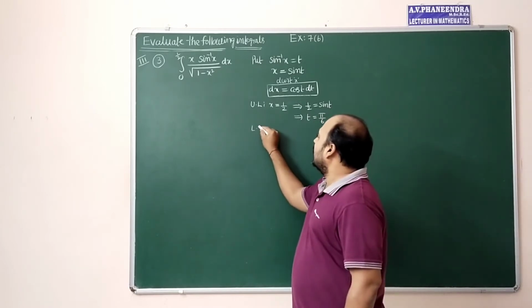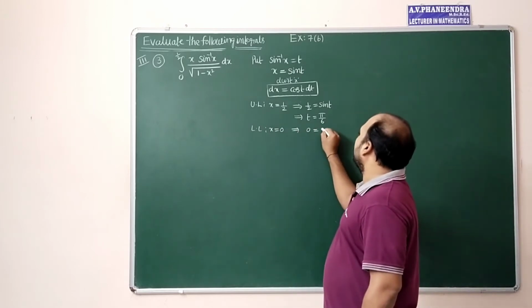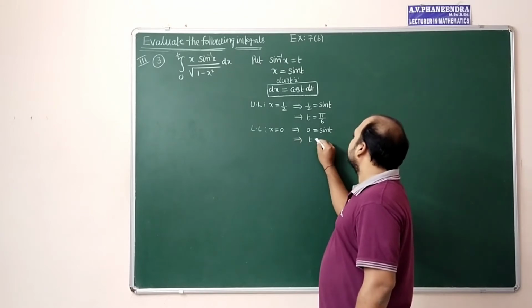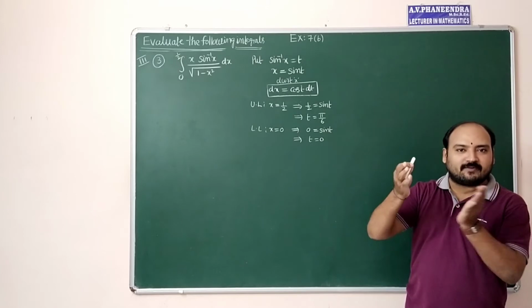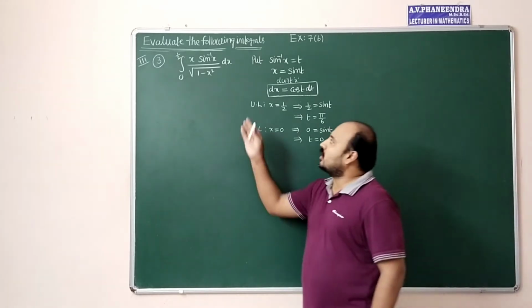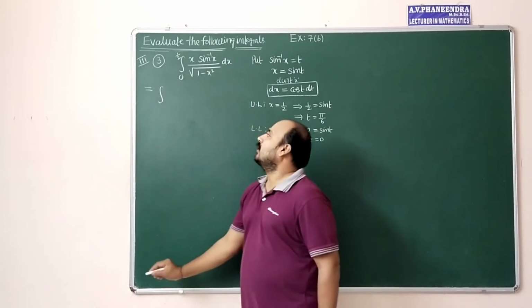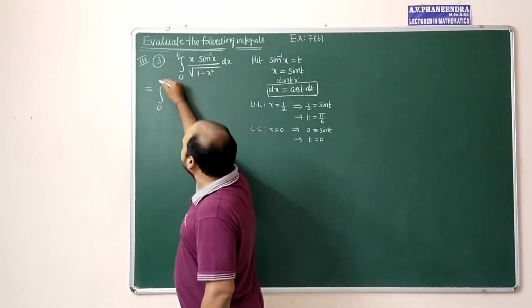So next lower limit, when x is equal to 0. 0 equal to sin t, so t is equal to 0, 0 degrees. So this information is over, assuming the value and finding upper limit and lower limit. Now come to the given integral. Integral lower limit is 0, upper limit is pi by 6.